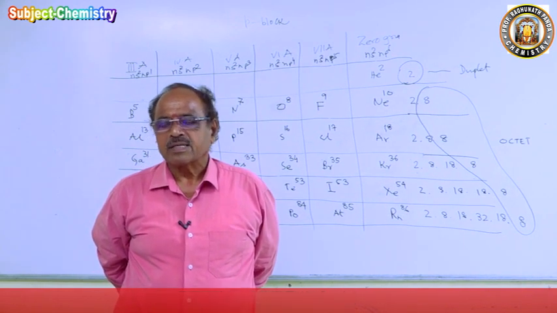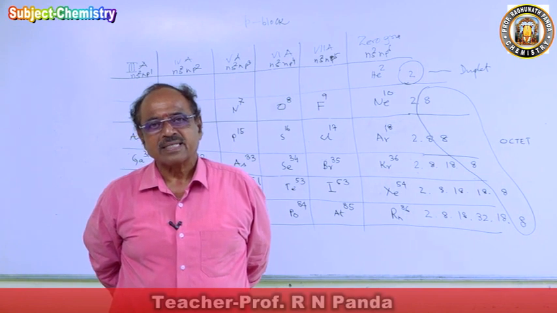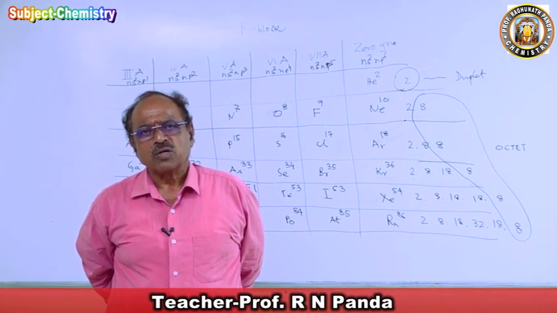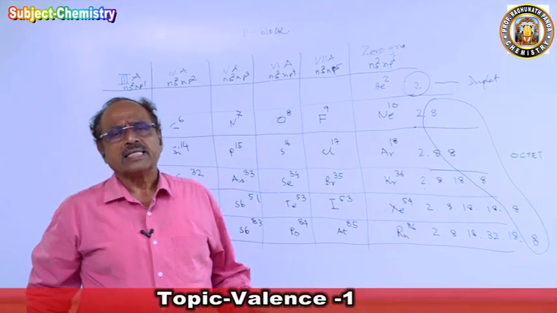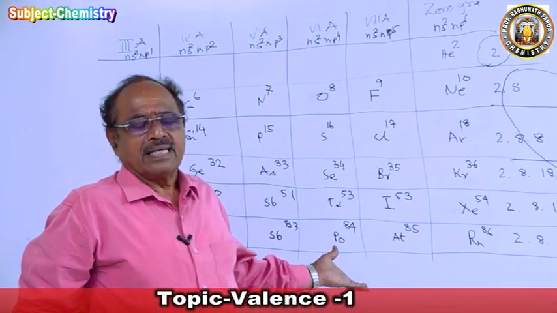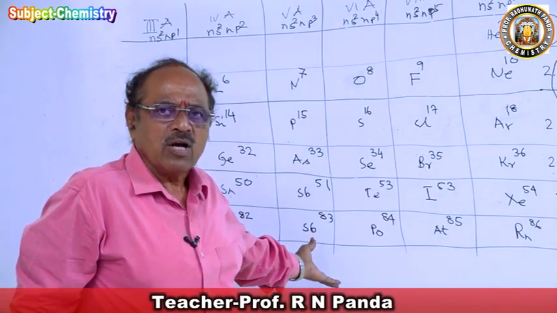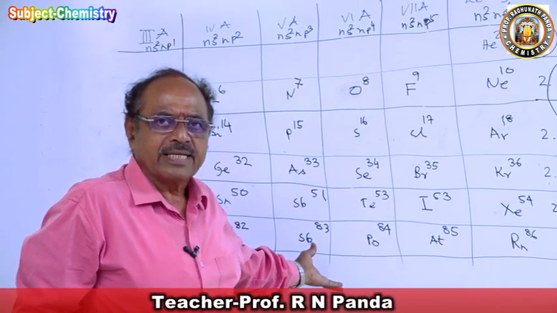Often we say science is nothing but the study of nature. What is happening naturally, that is happening in science, because all these elements are naturally occurring elements.